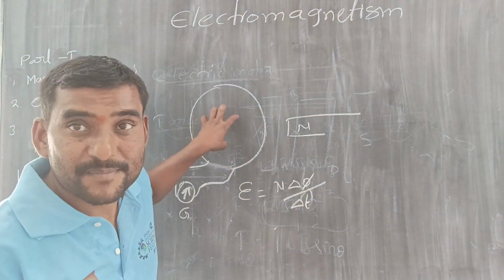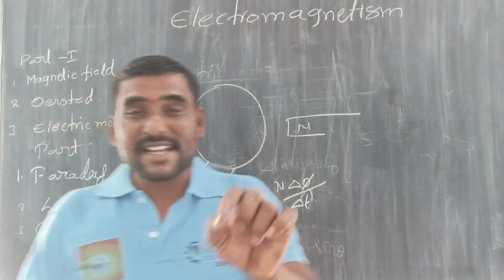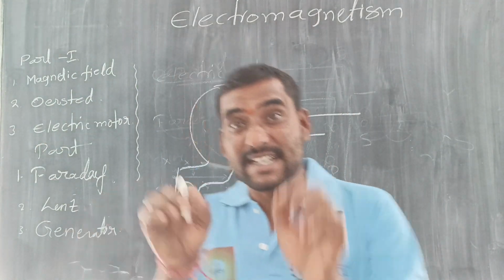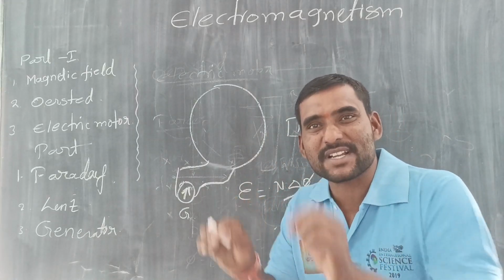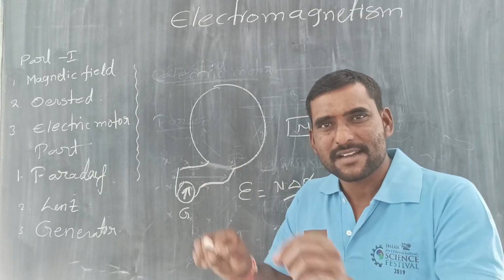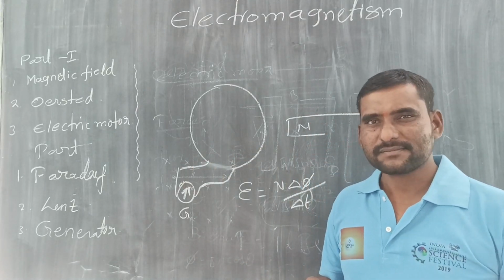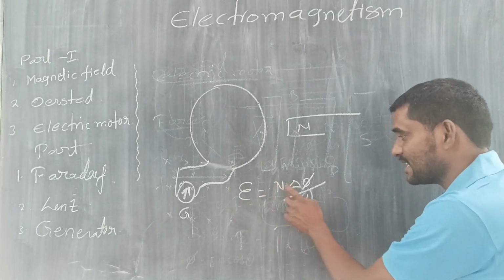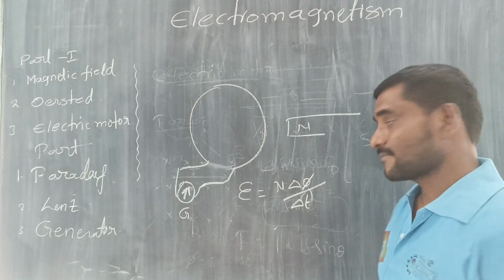Now look, see. When there is a continuous magnetic flux change in a coil, it can create some induced current. This phenomenon is called electromagnetic induction or Faraday's law. E, the EMF of the induced current, is equal to N into delta phi by delta t.